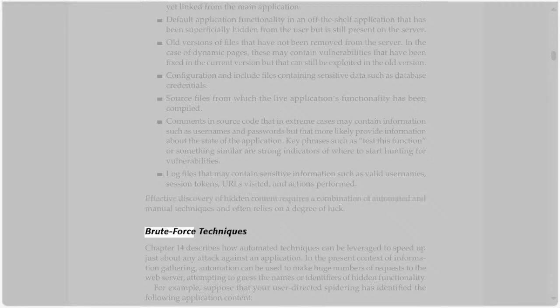Brute force techniques. Chapter 14 describes how automated techniques can be leveraged to speed up just about any attack against an application. In the present context of information gathering, automation can be used to make huge numbers of requests to the web server, attempting to guess the names or identify errors of hidden functionality. For example, suppose that your user-directed spidering has identified the following application content.